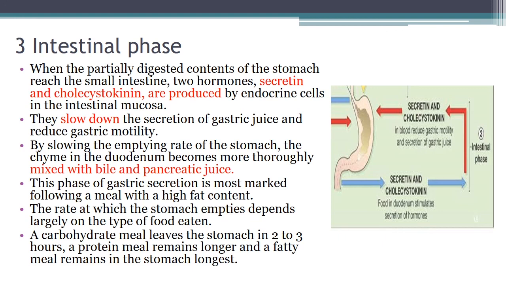The rate at which the stomach empties depends on the type of food which you have eaten. A carbohydrate meal stays in the stomach for 2 to 3 hours. A protein meal remains longer than carbohydrate, and a fatty meal remains in the stomach for the longest time. So this is all about the intestinal phase.